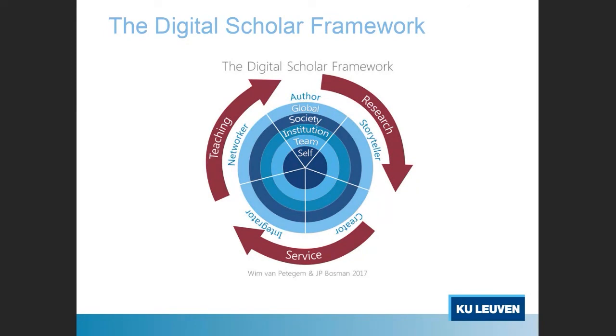And that starts from the top, where we say it's the pies in the pizza that you see here. On the top, you see the author. And then next to that, if we turn clockwise, there is the storyteller, there is the creator, there is the integrator, there is the networker. Okay, what do we mean by that?